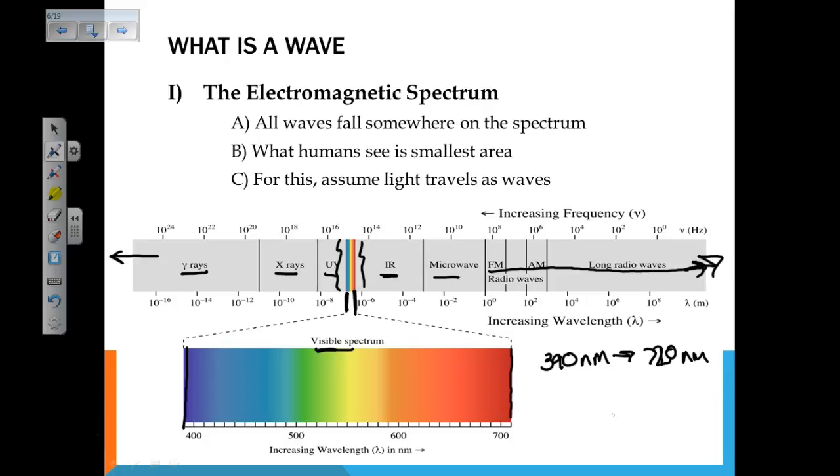Okay, and so the other thing about the electromagnetic spectrum, or about this section, is that we're going to assume that light travels as waves. You may know that light can be considered both a particle. It can travel along as a particle, or it can travel as a wave. In this case, we're going to keep it as a wave, and so we're going to talk about what a wave is and what the properties of waves are in this video.